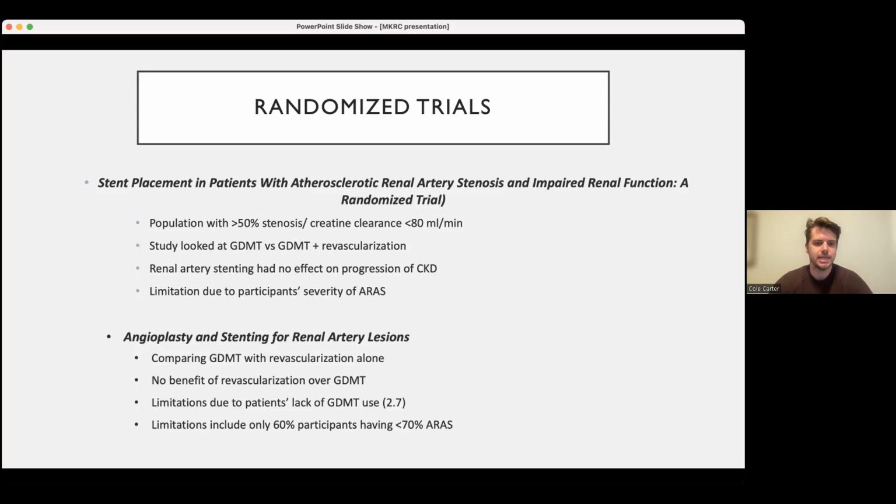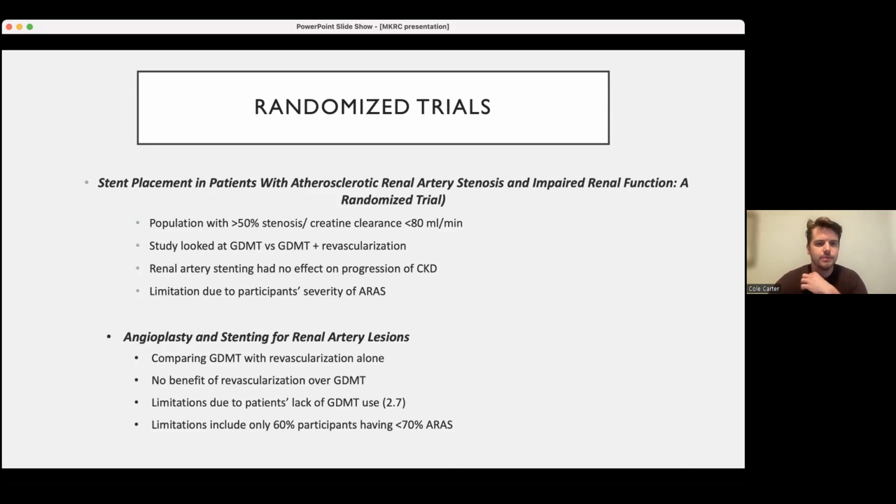Unfortunately, the limitation in this study is due to the severity of the stenosis among participants. They did have severe stenosis, but they didn't have stenosis greater than 70%, and that's the criteria you need to use when considering revascularizing someone. So again, it really reemphasizes that you must meet this criteria to see optimal results with your patients.